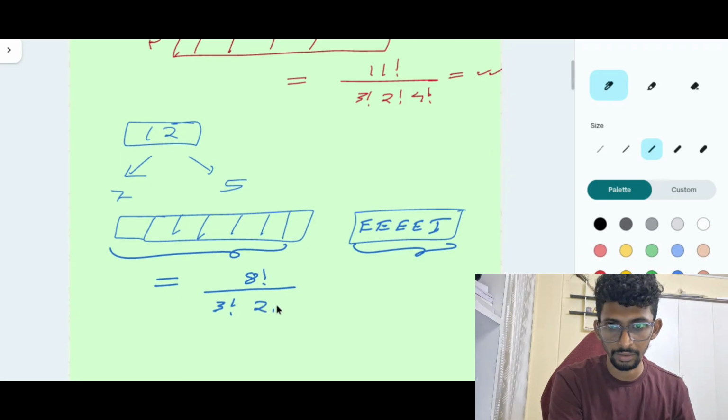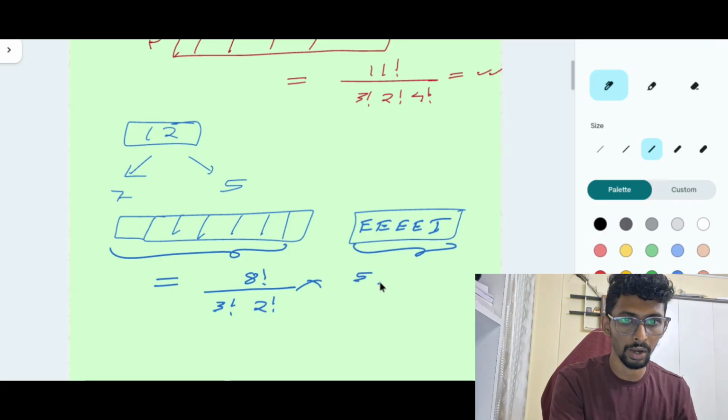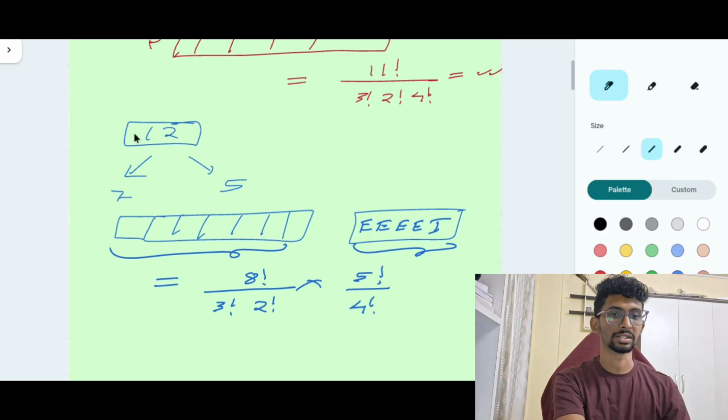3 factorial and 2 factorial. Now, in this case where vowels are coming together, that will be 5 factorial because these 5 letters will also get arranged. But in this, E is repeating 4 times, so divided by 4 factorial. If we simplify this, we will get the answer.